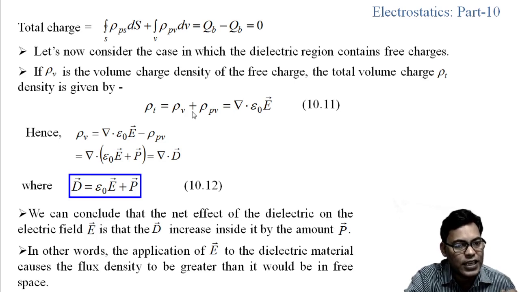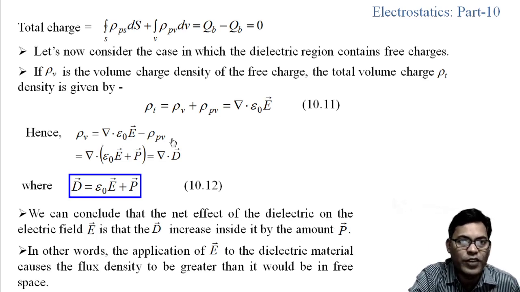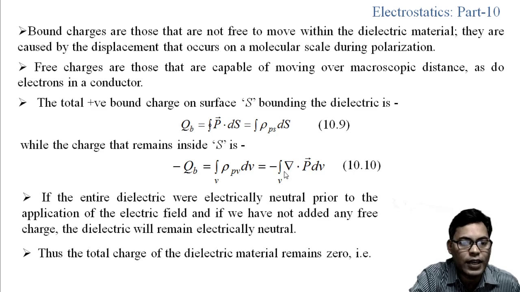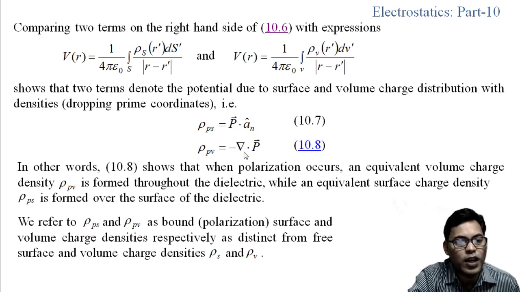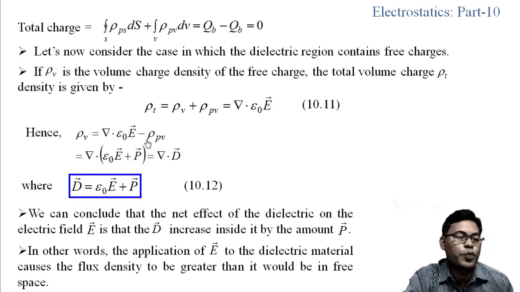So from this second and third term we get rho v equals del dot epsilon naught E minus rho pv, and we know rho pv equals minus del dot P. So we can replace rho pv by minus del dot P. Minus minus becomes plus, so rho v equals del dot of epsilon naught E plus P. This term, epsilon naught E plus P, we represent as D. So rho v equals del dot D, where D is epsilon naught E plus P.